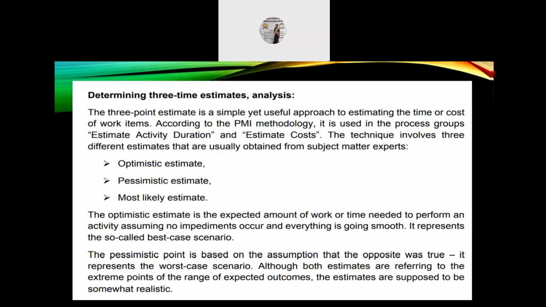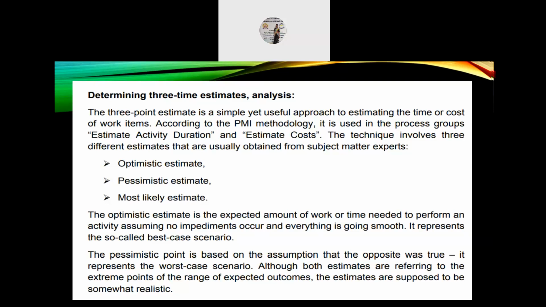Determining three-time estimates analysis. The three-point estimate is a simple yet powerful technique for estimating time or cost of work items. According to the PMI methodology, it is used in the process groups estimate activity duration and estimate cost. The technique involves three different estimates that are usually obtained from subject matter experts. They are the optimistic estimate, pessimistic estimate, and most likely estimate.